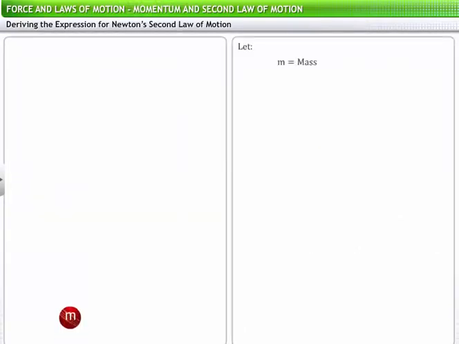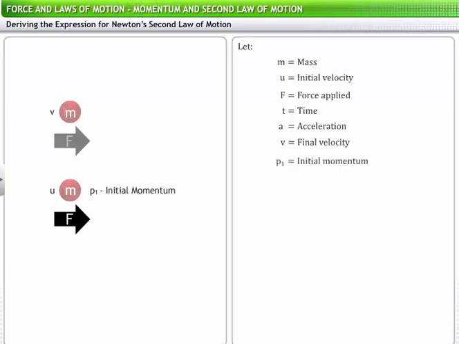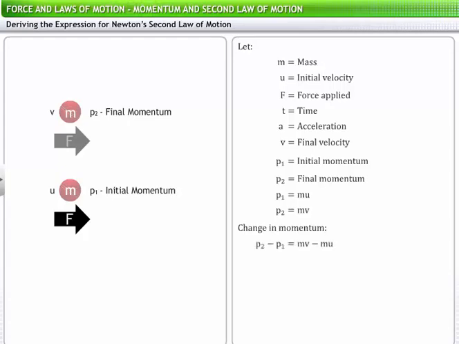Consider a ball of mass m having an initial velocity u. When a force of magnitude F is applied on the ball for time t, the ball moves ahead with an acceleration a. In the time period t, the ball accelerates to a final velocity v. Let p1 be the initial momentum and p2 be the final momentum of the ball. By the definition of momentum, p1 is equal to mu. p2 is equal to mv. Hence, the change in momentum is p2 minus p1, which is equal to mv minus mu, or m multiplied by (v minus u).